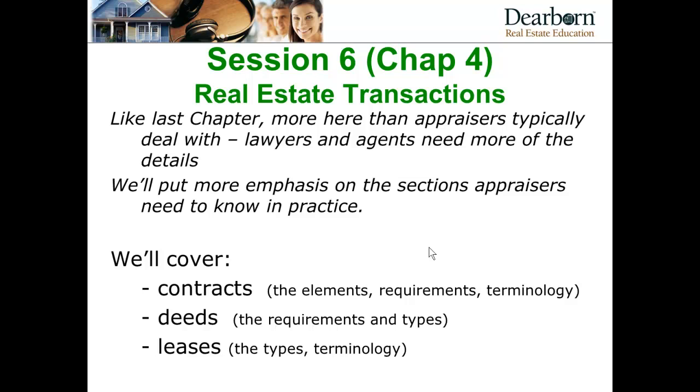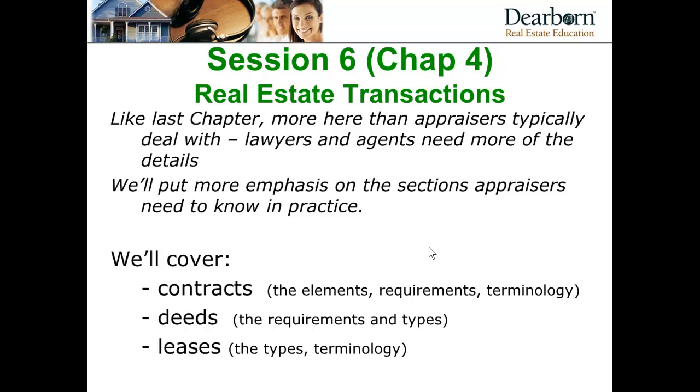And I start with a note, like the last chapter, there's more here in terms of detail than appraisers typically have to deal with. Certainly lawyers and real estate agents are going to need more of those details. But what I'll try to do is put emphasis on the sections that appraisers need to know in practice and give you the same advice I did for last week: read through and understand the terms and the processes that are covered, but not memorize them. Use this as a foundation that you'll build on in the more advanced courses.